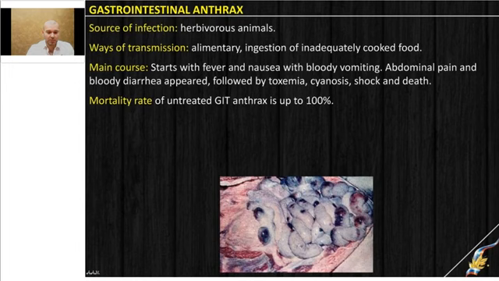So in that picture it is an autopsy of a dead human. You can see that the intestine is necrotized as well. Hemorrhages and destruction of tissues are present. So in the case of anthrax, the GIT form is the most lethal, the most dangerous, and the mortality rate is very close to 100%.